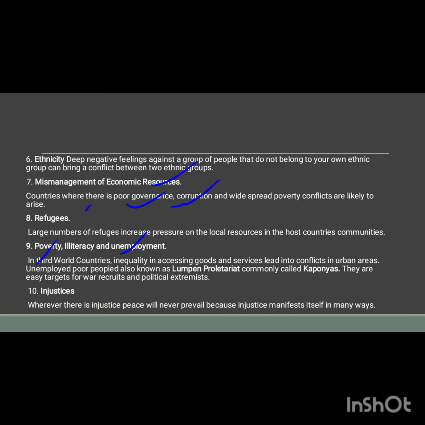Unemployment. There are few job opportunities. What do you do for you to get the job? Some people are bribing. Some are being taken on merit. Now what do you do? You can't bribe, can't be taken on merit. Just fight. That may bring conflict. So poverty, illiteracy, and unemployment.